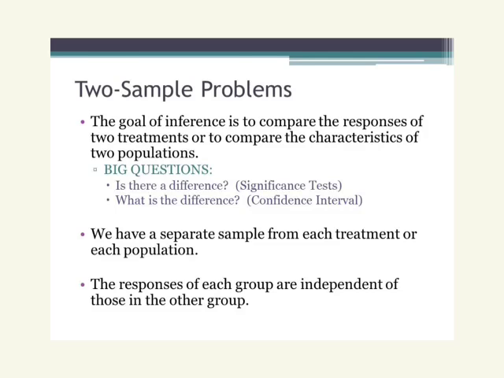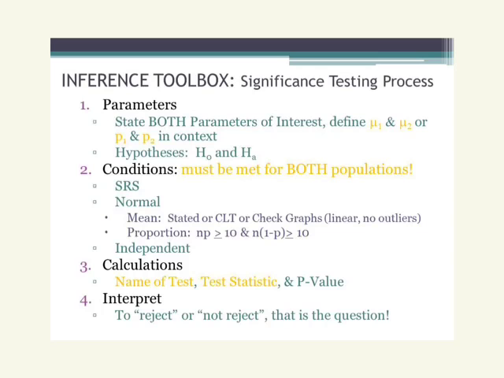So let's take a look at the steps next. In our inference toolbox, we're still going to deal with the same four steps: parameters, conditions, calculations, and our interpretation. And you can see here I've highlighted in yellow where the changes occur within a two-sample problem as opposed to a one-sample problem. The first change is in the parameters. When we define those parameters, we're not going to have one population to define, but we're going to have two populations to define. And depending on whether we're dealing with means or proportions, that'll determine what we're dealing with.